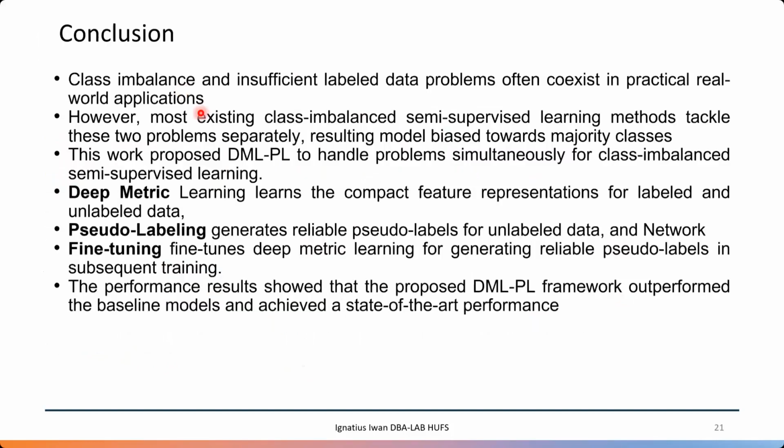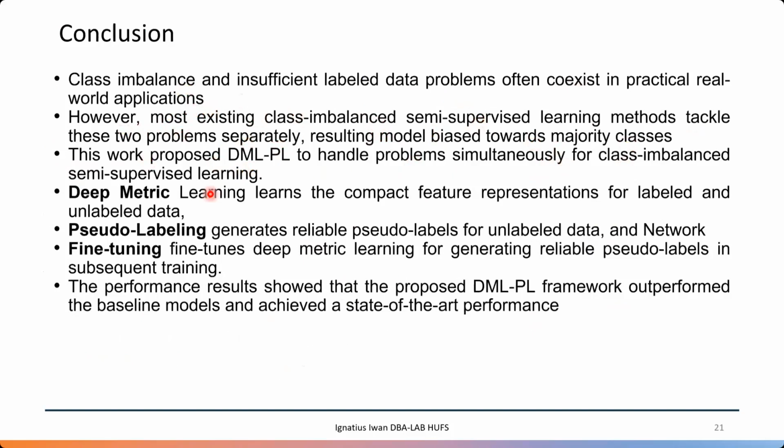And this is the conclusion of this paper. So we can see that class imbalance and insufficient labeled data often exist together in practical real-world applications. However, most previous work tried to tackle those two problems separately instead of together, resulting in the model being biased towards the majority classes. And this work tried to handle the problems simultaneously for class-imbalanced semi-supervised learning.